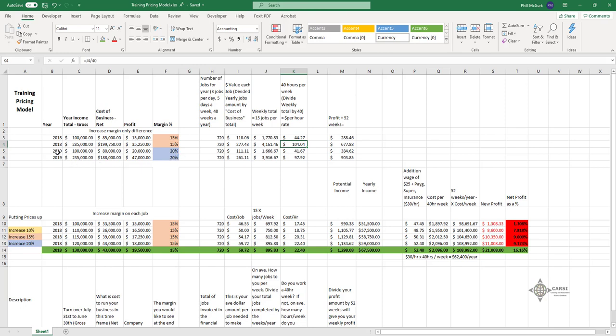So for 2019 we wanted to change it. We wanted 20% profit this year. We still only did $100,000, but to get our 20%, we had to bring our cost down to $80,000. So 720 jobs, our cost now is $111 per job. On this $20,000 profit that's left over, 52 weeks of the year, divide that, equals $384.62 per week left over in profit.